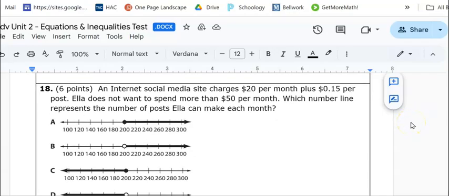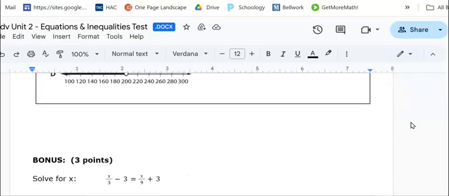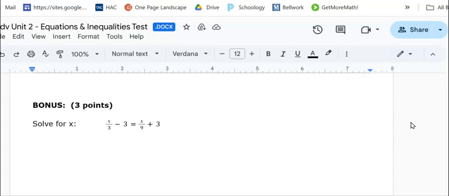An internet social media site charges $20 per month plus 15 cents per post. Ella does not want to spend more than $50 per month. Which number line represents the number of posts Ella can make each month? Solve for x.